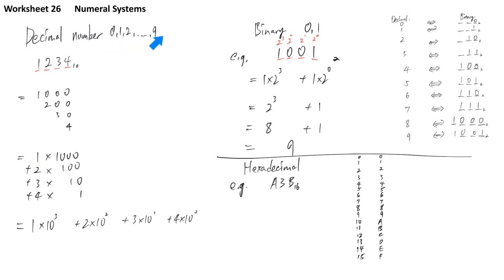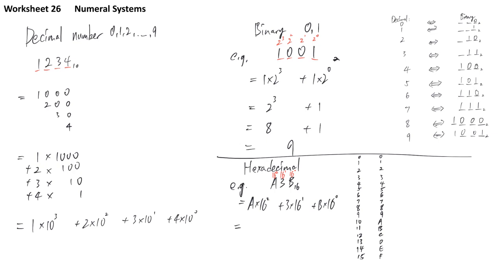It's like in decimal, where we have 10 symbols but the largest symbol is 9, not 10. So when we decompose it, we use the same logic. The first digit here represents 16 power 0. This is 16 power 1 and the next one is 16 power 2. So that means we have A times 16 power 2, 3 times 16 power 1, and finally B times 16 power 0.